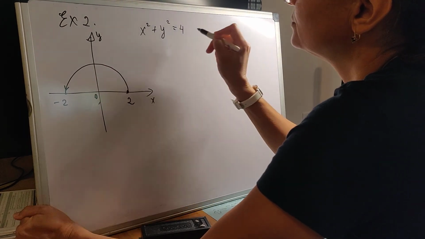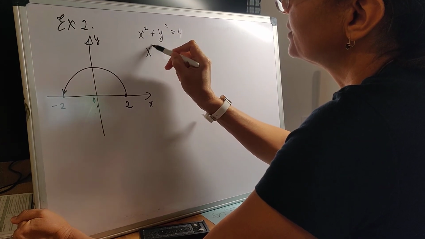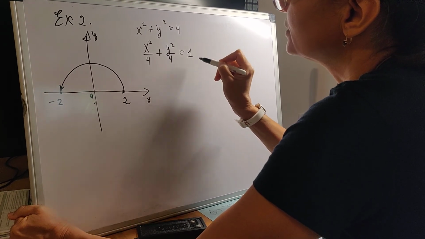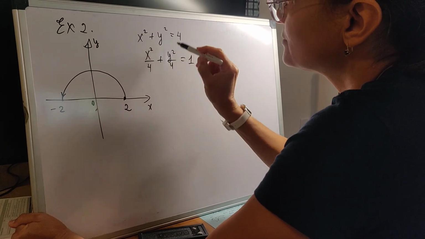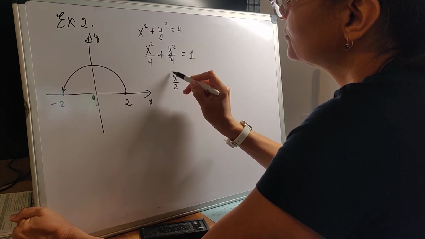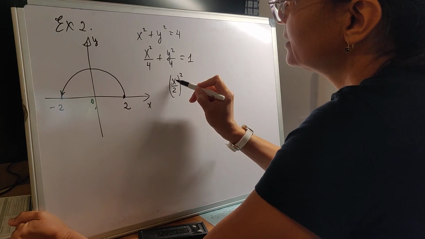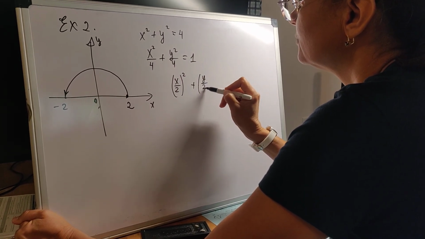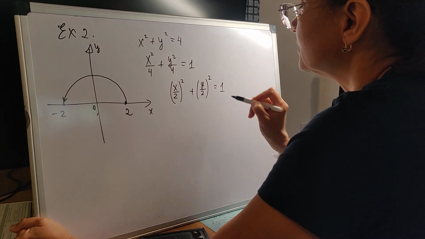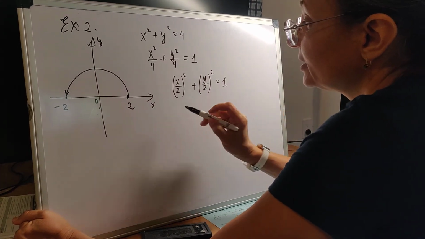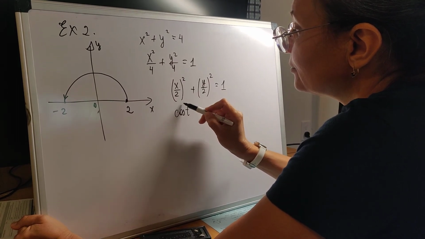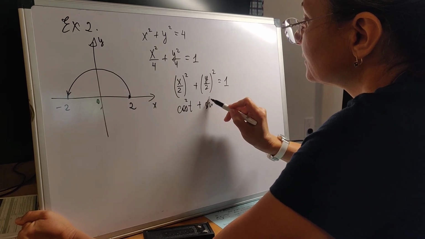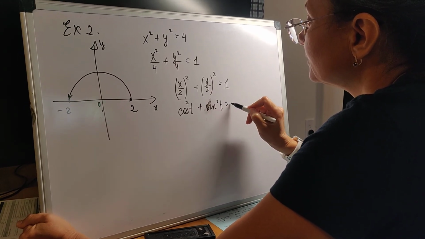What I'm going to do, guys, I'm going to divide these equations by 4. I'm going to write down x squared over 4 plus y squared over 4 equals 1. I'm going to represent 4 as a square of 2, so I'm going to write down x over 2 squared plus y over 2 squared equals 1. Now I'm going to compare it to Pythagorean identity: cosine squared of t plus sine squared of t equals 1.